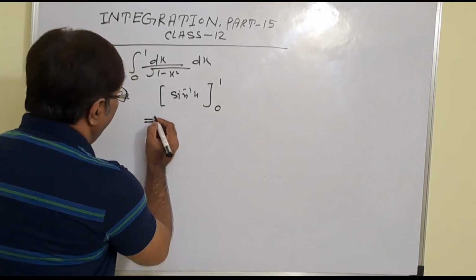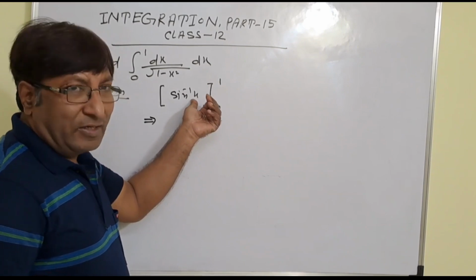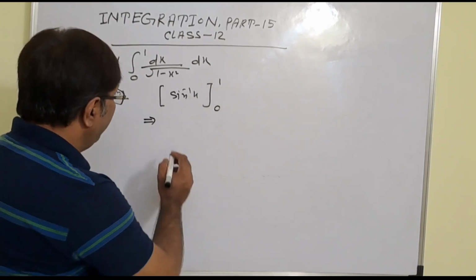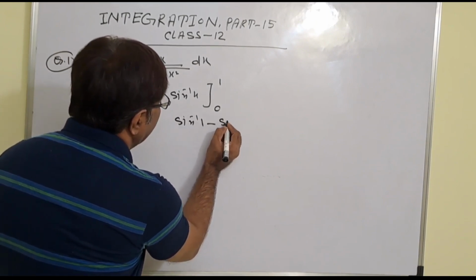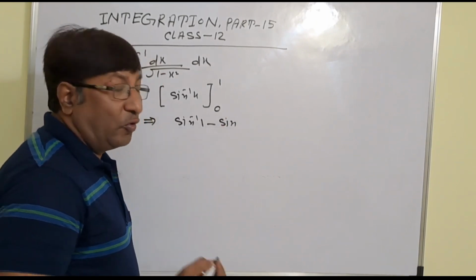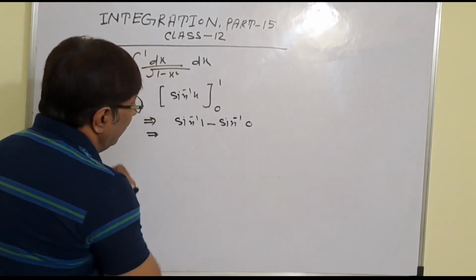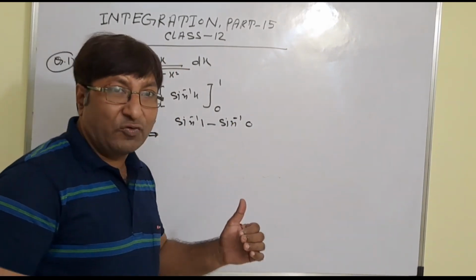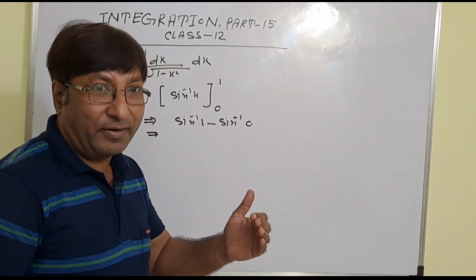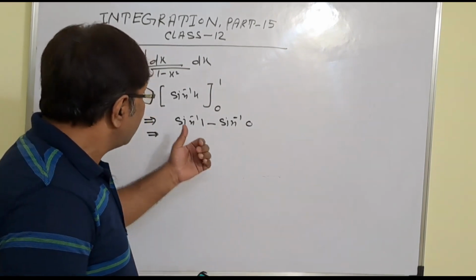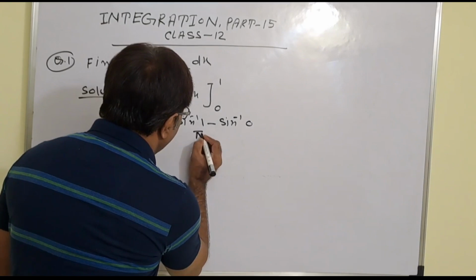Now the next step is: just put the value of the upper limit at x. So x equal to 1. So we will put here sine inverse 1 minus, again put the value of x equal to lower limit, so this is sine inverse 0. You know well, sine inverse 1 is pi by 2. Why? Sine pi by 2, that is sine 90, is 1. 90 means pi by 2. So sine inverse 1 equal to pi by 2.